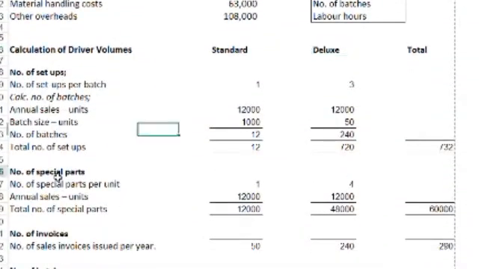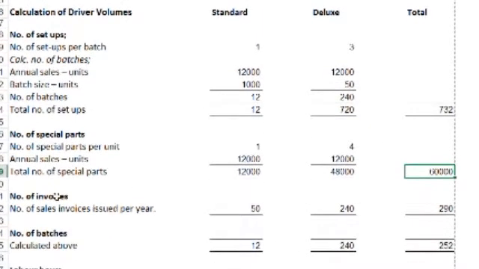Now let us look at the second one. Special handling cost depends on the number of special parts. So we work out how many are needed. The number of special parts per unit for standard is 1 and for deluxe it is 4. So if 12,000 units are to be produced and sold, standard will need 12,000 parts. Each deluxe unit needs 4 parts, so it will need 12,000 times 4, 48,000. If we add these two, that will be 60,000. So all in all we need 60,000 special parts.